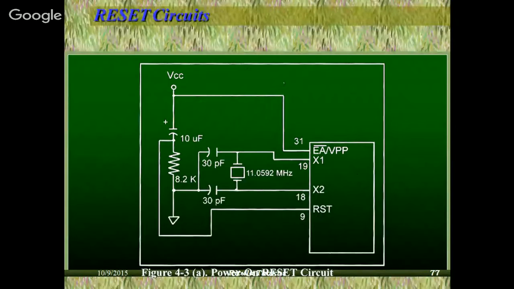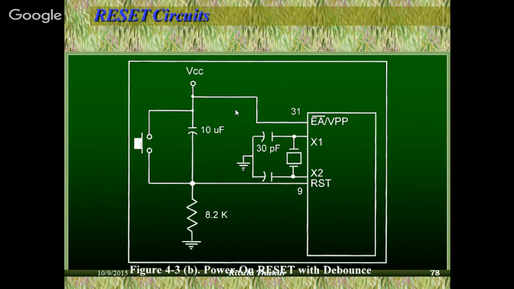But the disadvantage of this kind of circuit, which we call power on reset, is that whenever you want to give it a reset, you have to switch it off and again switch it on. That way VCC will be connected, but the other operations are also affected. So what we prefer is another circuit in which we have used a debounce switch here. Whenever we want to give it a reset, we simply press this switch and then VCC is connected to this reset. So this is known as power on reset with debounce.